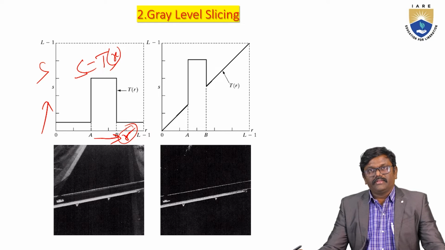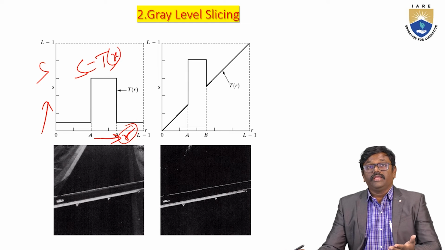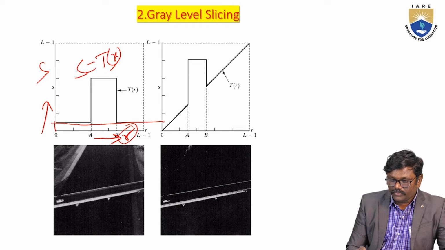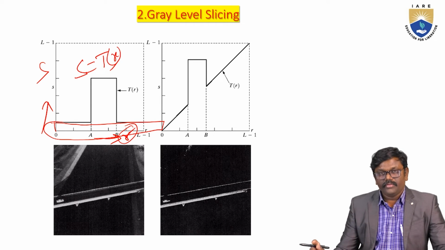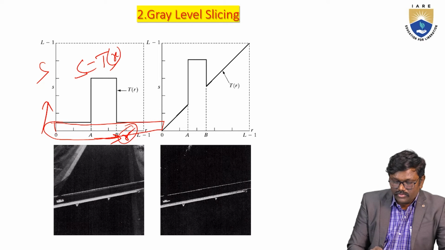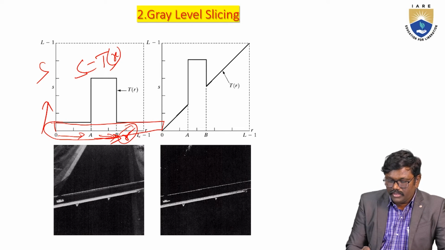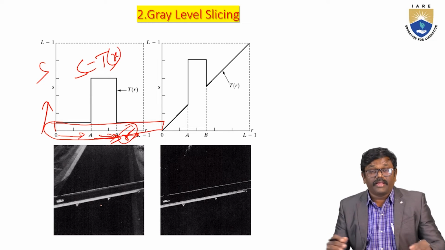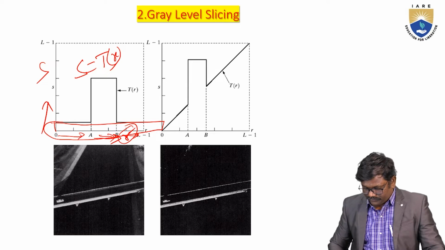What do I mean by that? That means S is becoming T of R, which processes from one level to another. How it may change from 0 to A to B, and the level. So these levels we can understand in terms of gray level slicing.